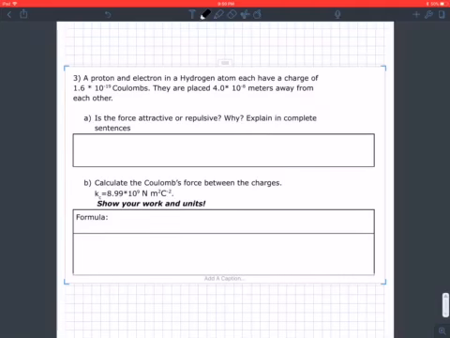Alright, so I'm actually going to skip number 2 because I really want y'all to think about it. There's not much calculation in there. It's just really comparing those two forces.